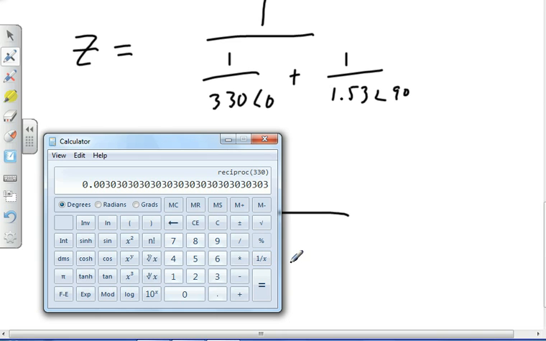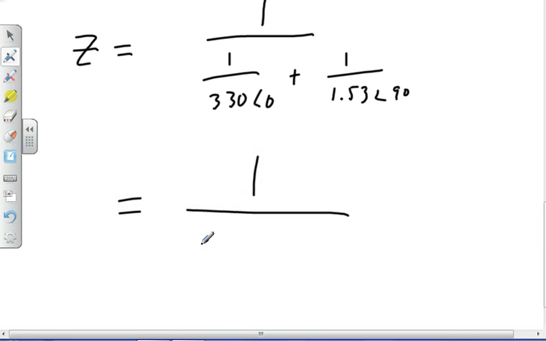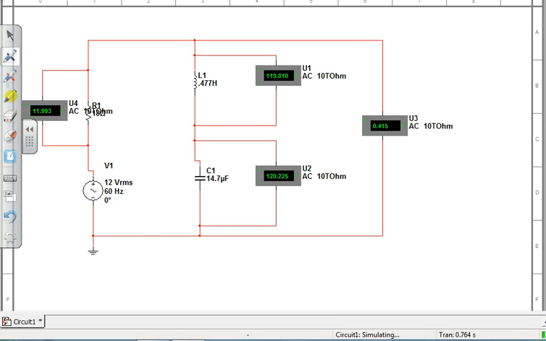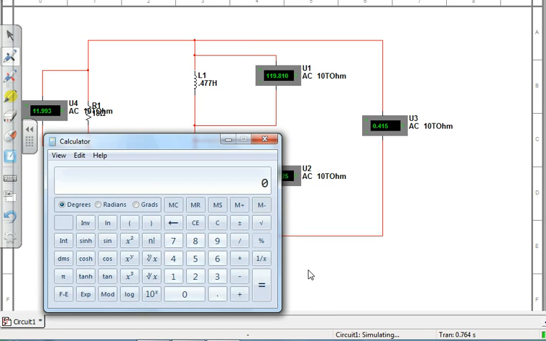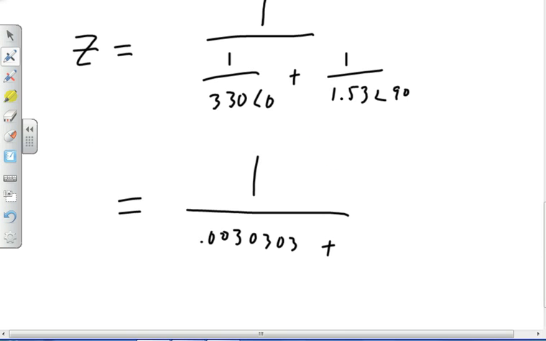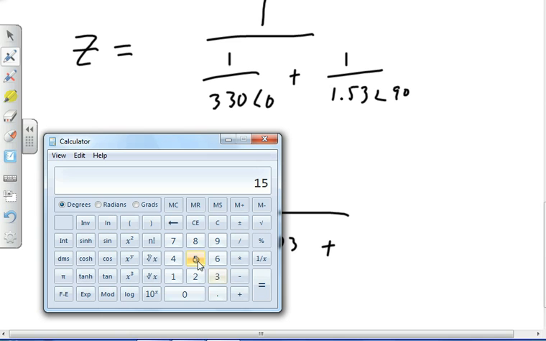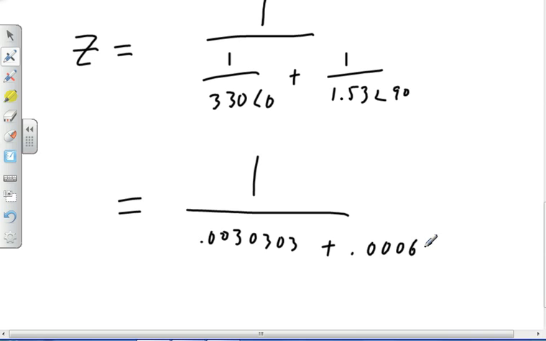330, 1 over key: 0.00303. Plus, I got rid of my calculator again. I don't believe it. 330, 1 over. Yeah, that's right. The other guy was 1,530, 1 over key. Why do I have to put up with that? 0.00065. 0.00065 angle minus 90.